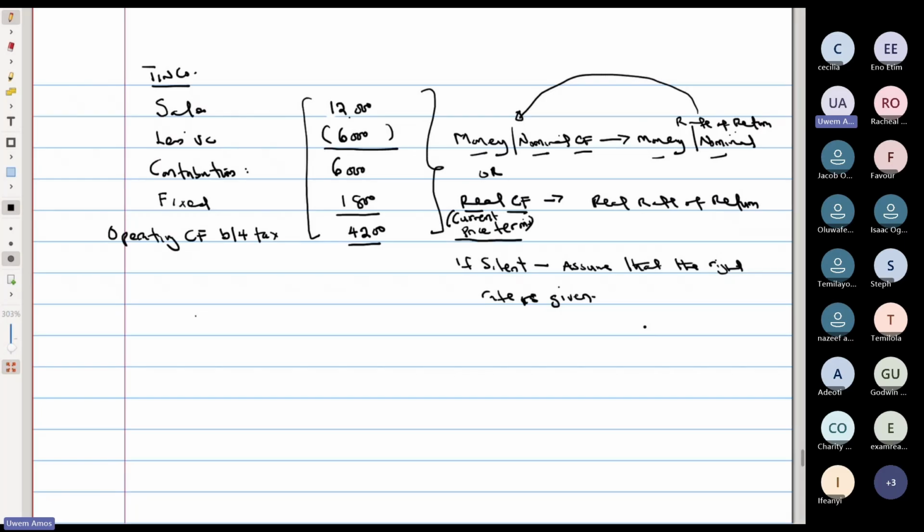So in our question, we're given real cash flow and we are given money slash nominal rate of return. So we cannot use the money or nominal rate of return to discount the real cash flow. We explained it before: money rate of return would go with money cash flow. Real rate of return would go with real cash flow. So we have two options.